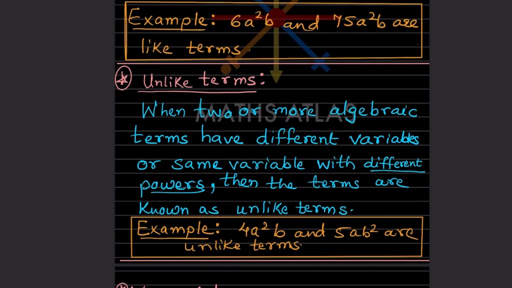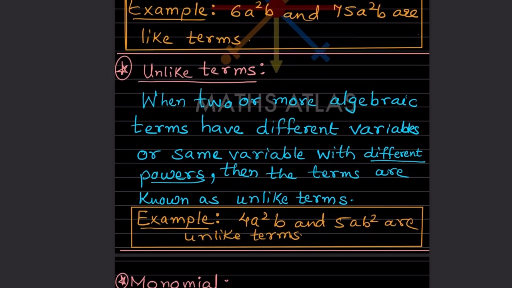Now the unlike terms. Unlike means, in a simple way, different. So when two or more algebraic terms have different variables, or the same variable, it can be the same variable, I'll later on tell you what it is, with different powers, then the terms are called unlike terms.